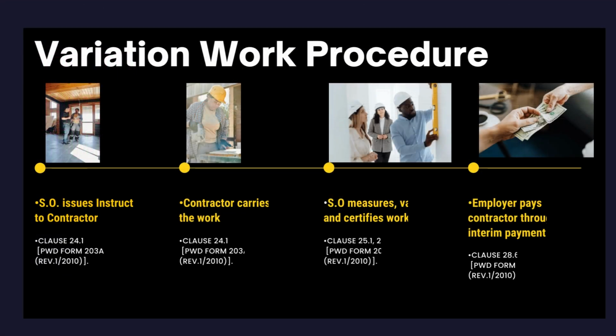In order for variation works to be carried out, a procedure needs to be complied with. Variation work starts when the SO issues an instruction to the contractor, particularly in the form of a written instruction. Once the contractor receives the instruction, the contractor can proceed to carry out the variation work. And then, the SO is responsible to measure, value and also certify the variation work. And lastly, the employer will pay the contractor for the variation works through interim payment.